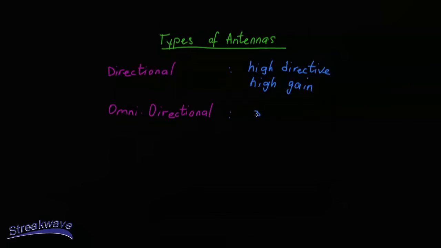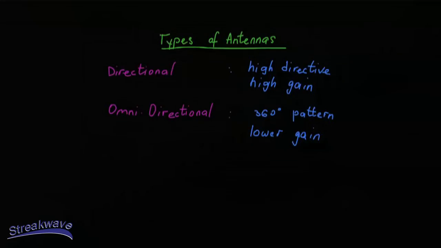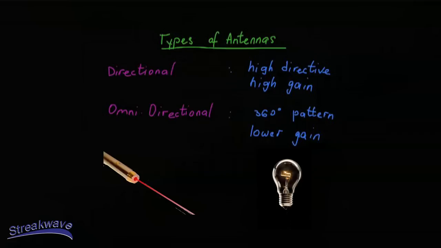An omnidirectional antenna radiates in a 360-degree pattern and is typically lower gain. An example of a directional antenna would be a laser, versus an omnidirectional antenna, which would be more like a light bulb. The light bulb radiates in a 360-degree fashion, while a laser beam is a highly focused beam that shoots in one direction, extremely focused.